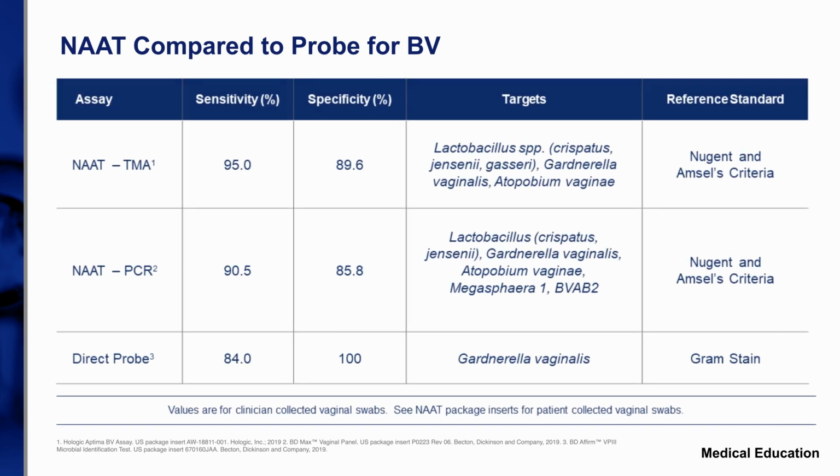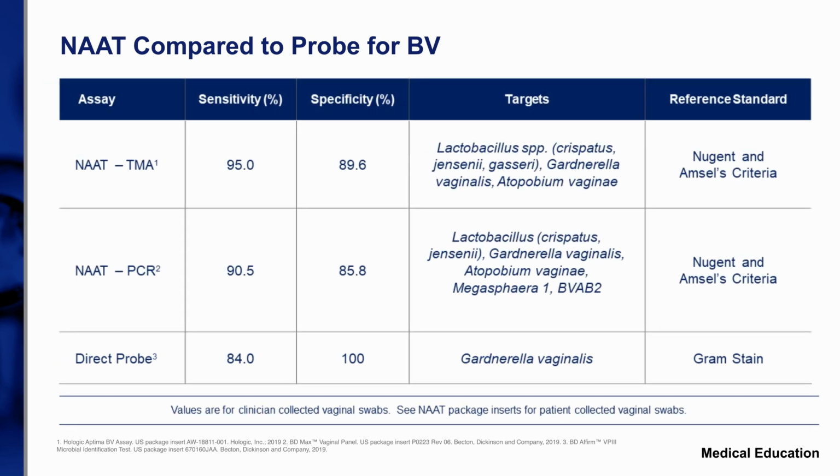Here is the data from 3 different clinical trials evaluating a molecular diagnostic method for BV compared to the reference standard. Both transcription-mediated amplification and PCR methods have been shown to have high sensitivity and specificity and can detect multiple organisms, both the normal lactobacilli flora and the BV-associated bacteria, to provide a better picture of the polymicrobial nature of bacterial vaginosis. On the other hand, the direct probe assay detects only Gardnerella vaginalis, which can be problematic, as Gardnerella can be found in normal vaginal microbiotas in low levels as well.